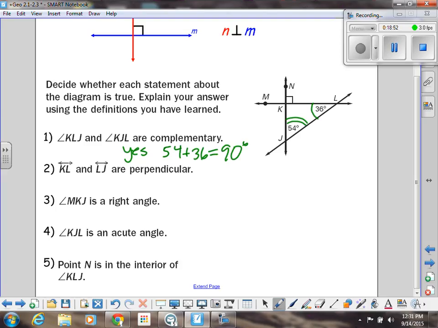Okay, cool. And then KL and LJ are perpendicular. KL is this line, and LJ is this line. Are those perpendicular? No, why not? They do not form a right angle, right?